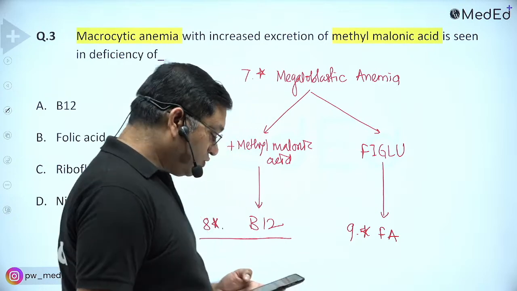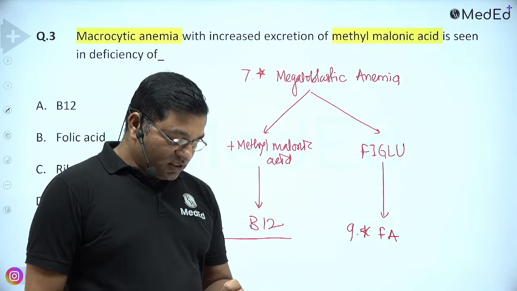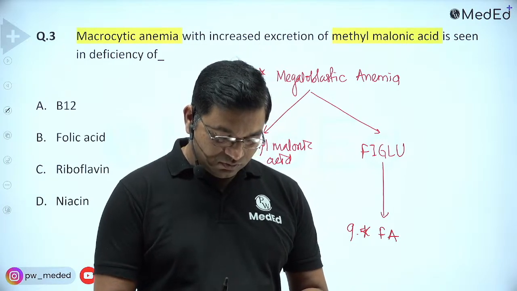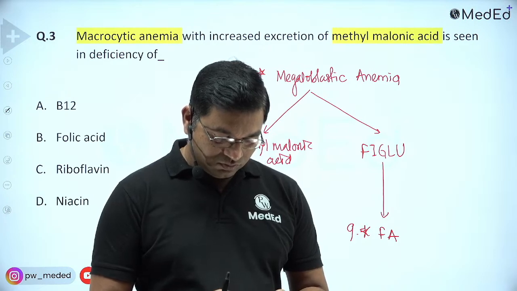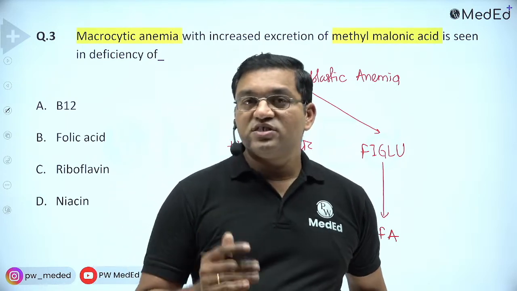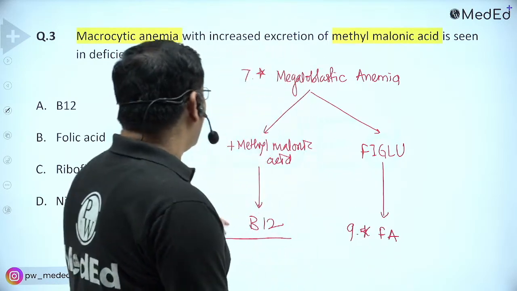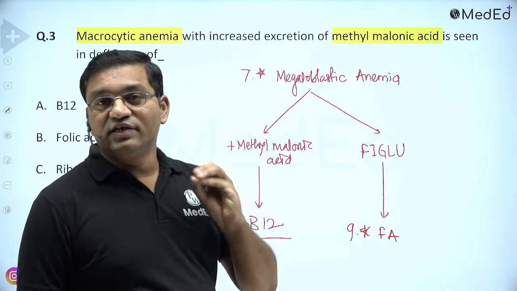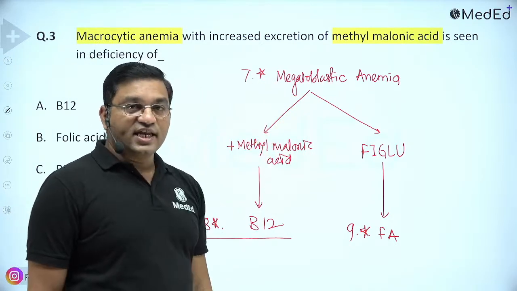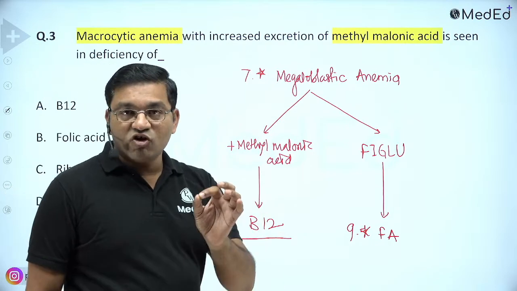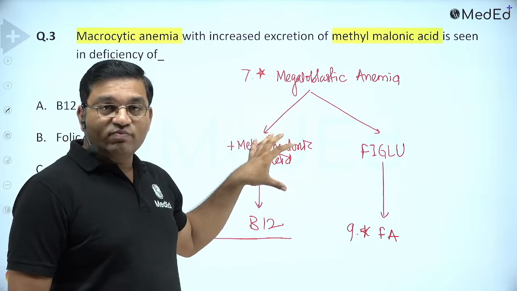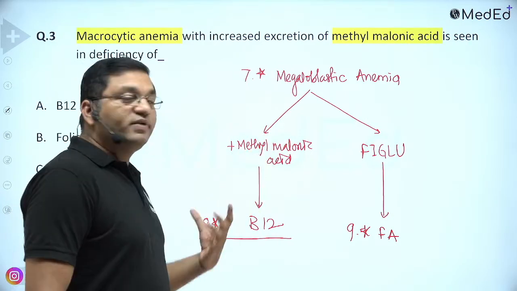First one is folate deficiency, second one is B12 deficiency, and third one is orotic aciduria, which is connected with pyrimidine metabolism. Now see, if there is megaloblastic anemia along with increased level of methylmalonic acid in the urine, it is due to B12 deficiency.